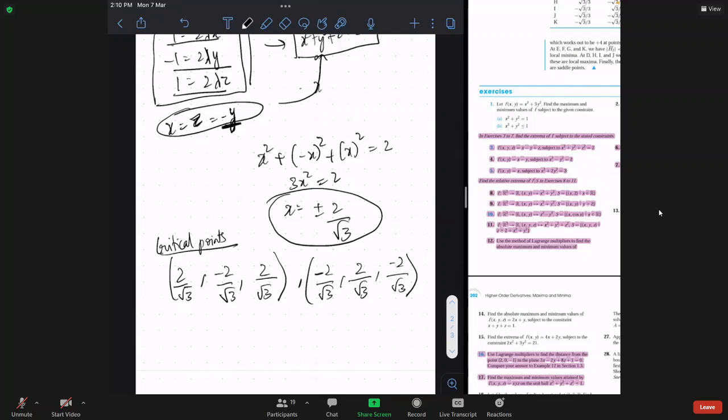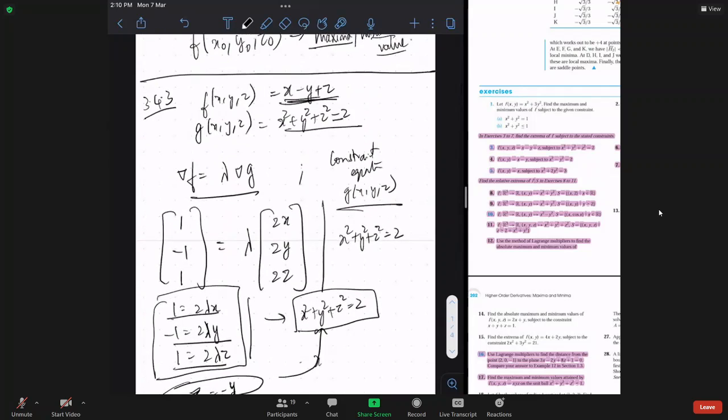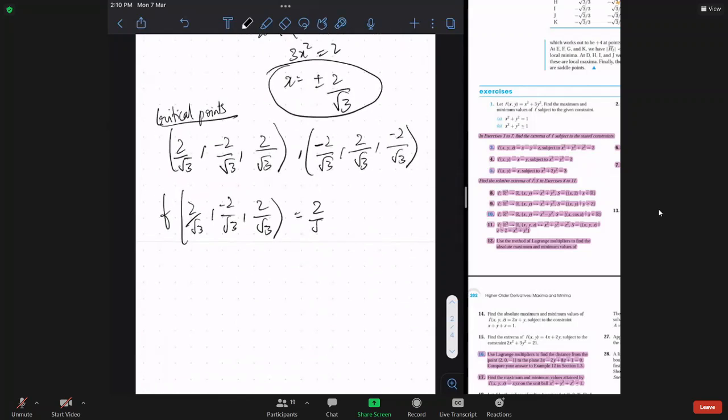Once you find the critical points, all that's left is to find the values of the function f at these points. So let's try that. My f of 2 by root 3, minus 2 by root 3, 2 by root 3. Let's see what we get. If you substitute into x minus y plus z, I get 2 by root 3 plus 2 by root 3 plus 2 by root 3, which is basically 6 by root 3.